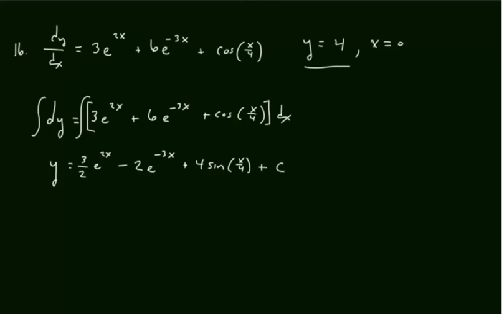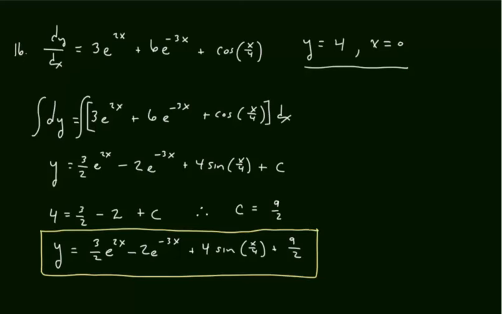Now we'll use our condition, y equals 4 when x equals 0. So we have 4 equals 3/2 e to the 0 is 1, minus 2 e to the 0 is 1, plus 4 sine of 0, which is 0, plus c. The arithmetic will show that c equals 9/2. So we have our solution. y equals the answer displayed in the yellow box.